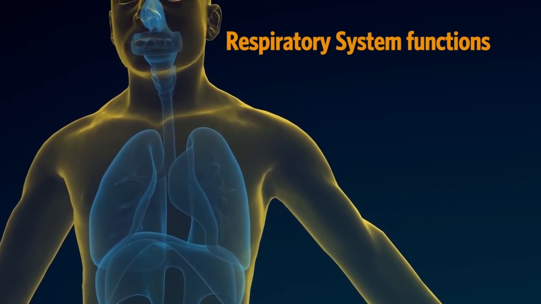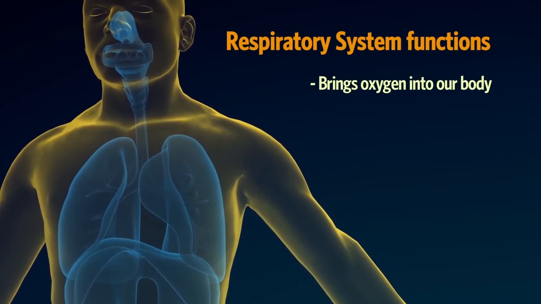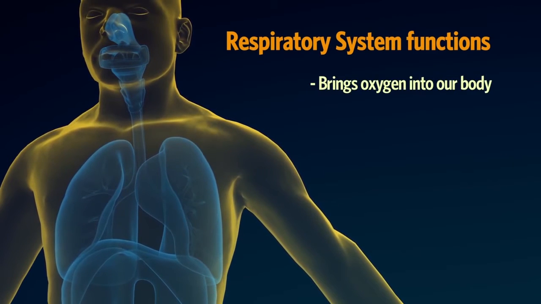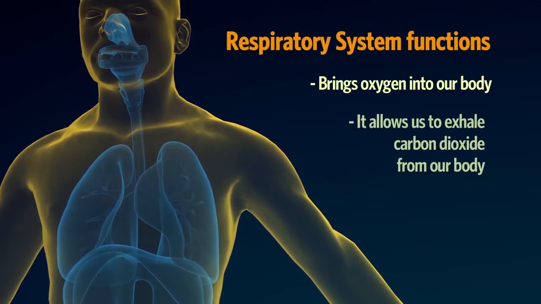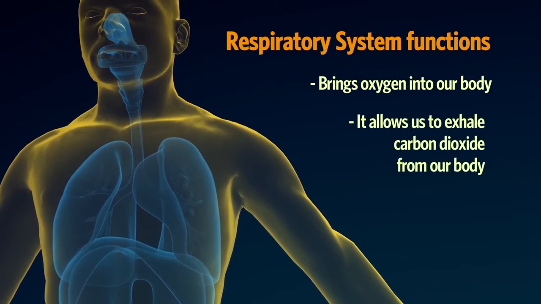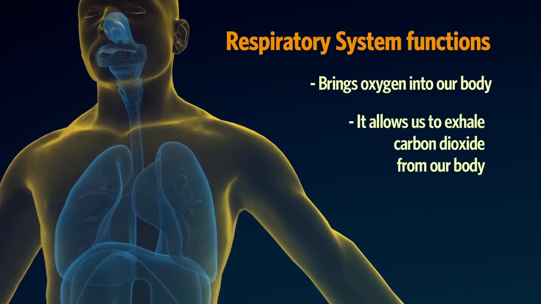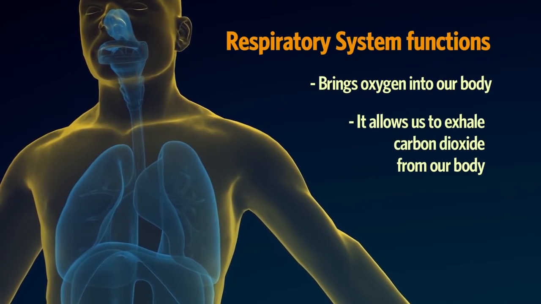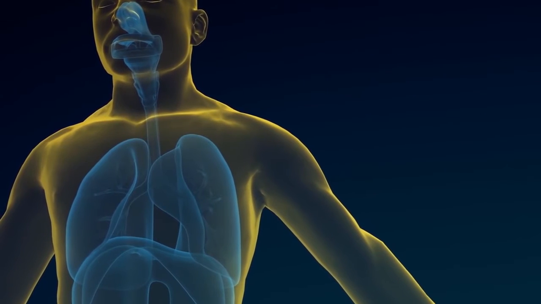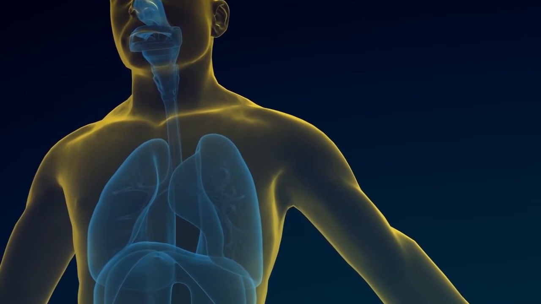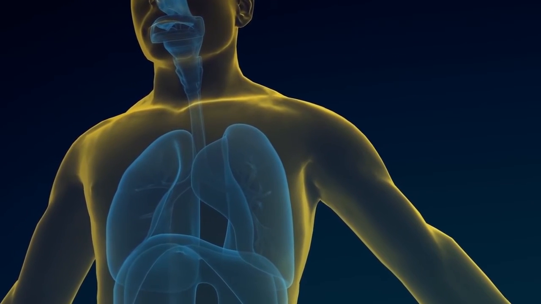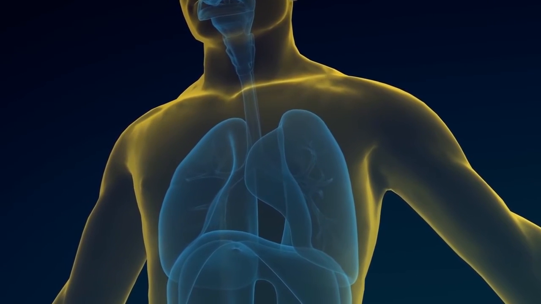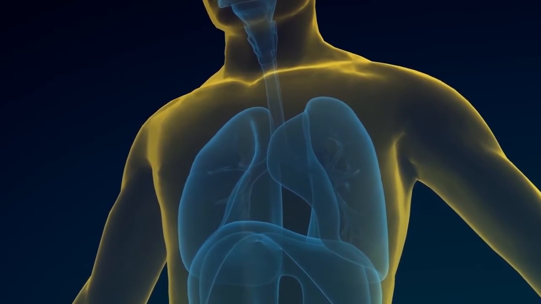The respiratory system does two very important things. It brings oxygen into our body, which we need for our cells to live and function properly. Secondly, it allows us to exhale carbon dioxide from our body. Carbon dioxide is the waste gas that is produced as a part of the body's energy making process. As you watch the inhalation through the nose, throat, voice box and into the breathing tube, you will notice the lungs inflating.